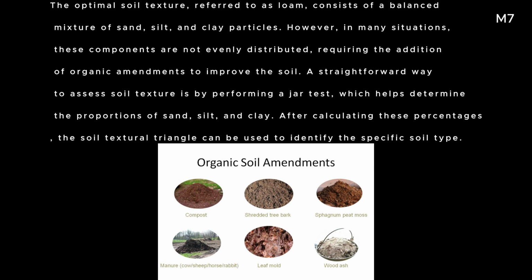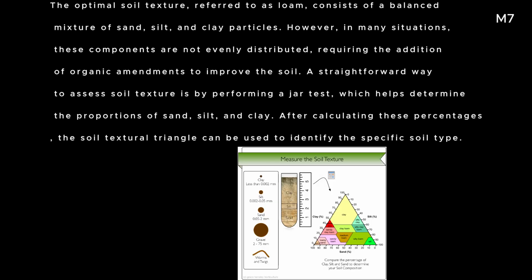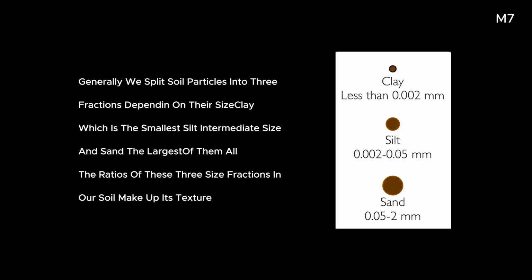A straightforward way to assess soil texture is by performing a jar test, which helps determine the proportions of sand, silt, and clay. After calculating these percentages, the soil textural triangle can be used to identify the specific soil type. Generally, we split soil particles into three fractions depending on their size: clay, which is the smallest, silt intermediate size, and sand the largest of them. All the ratios of these three size fractions in our soil make up its texture.